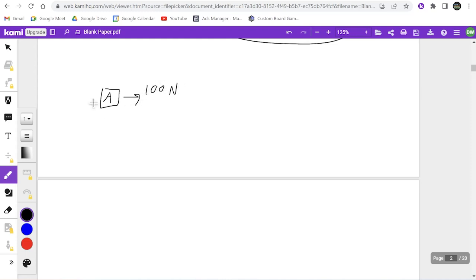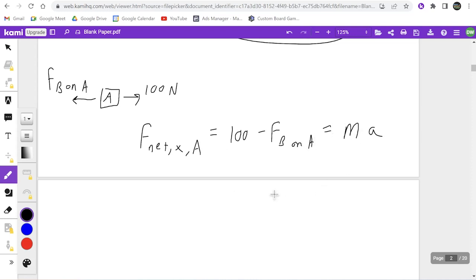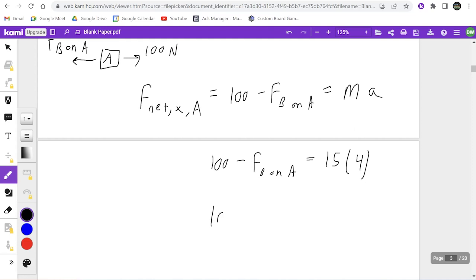So we said 100 newtons to the right, force B on A to the left, which is technically the same thing. So that means that F net, comma, X, comma, A for box A, that's sloppy, let me try that again, box A, better, equals 100 minus FB on A, and that equals mass A times the acceleration. So it's going to be 100 minus FB on A equals mass A is 15 times the acceleration, which is still 4. Looks like 100 minus FB on A equals 15 times 4, which is 60.